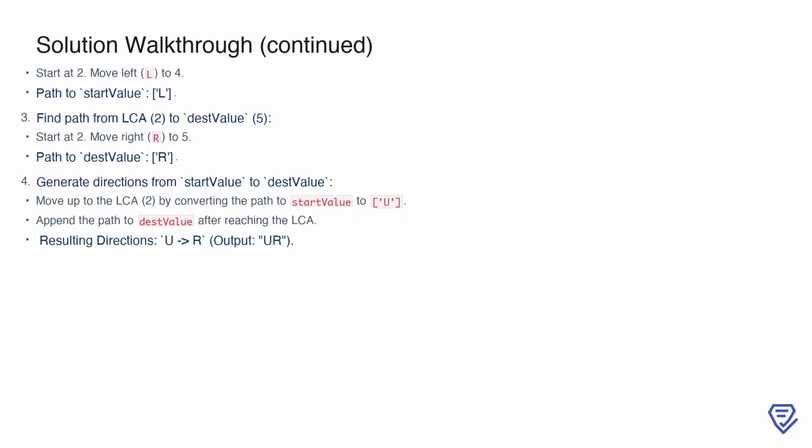To generate the directions from start value to dest value, we first move up to the LCA by converting the path to start value to U. After reaching the LCA, we append the path to dest value, resulting in U, R. This gives the final output as UR.